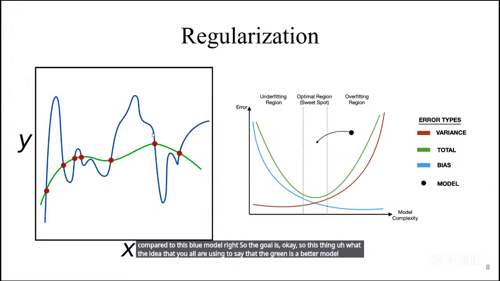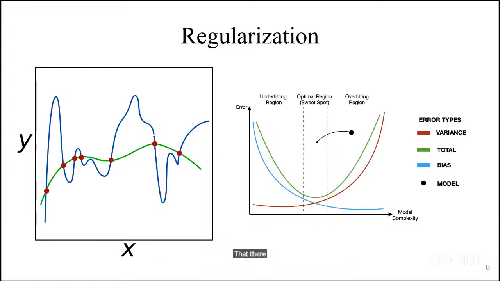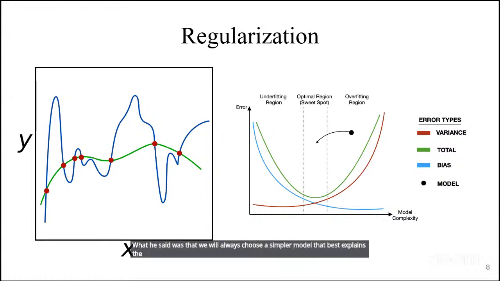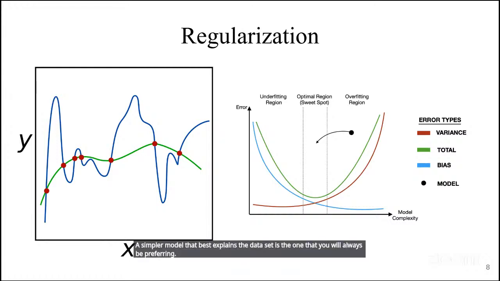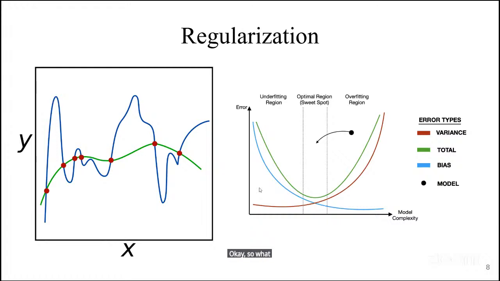than the blue one is a very famous idea proposed by Occam. What he said was that we will always choose a simpler model that best explains the data set. We will not choose the complex model. A simpler model that best explains the data set is the one that you will always be preferring. Why he says so is best explained by this.